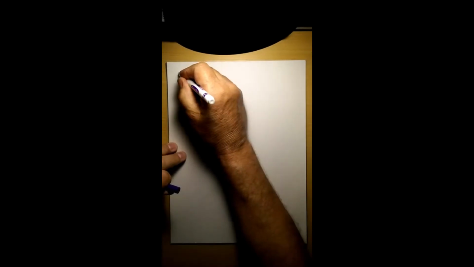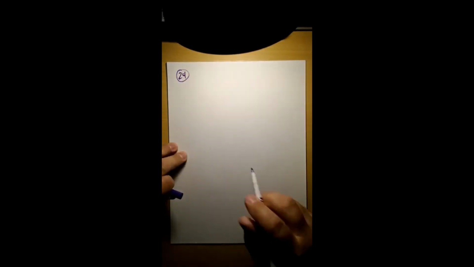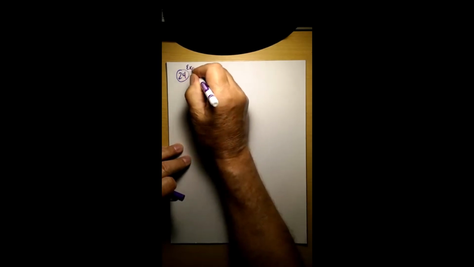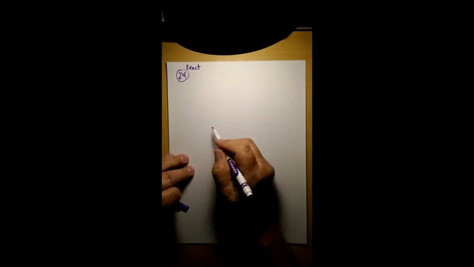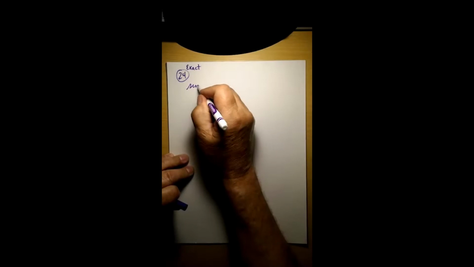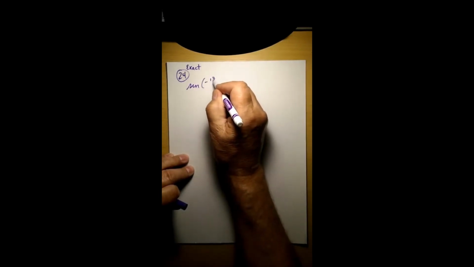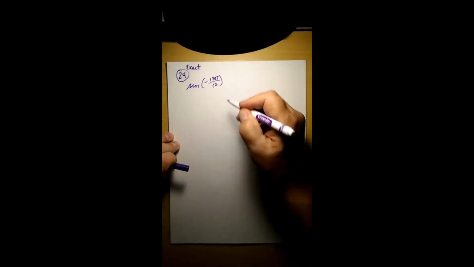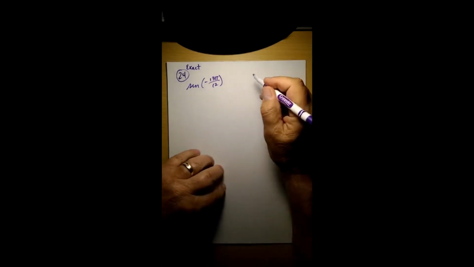I'd like to give you an example from the assignment, page 226, number 24. They want the exact value of the sine of negative 13 pi over 12. Whenever they ask for exact values, they're probably looking for special angles.